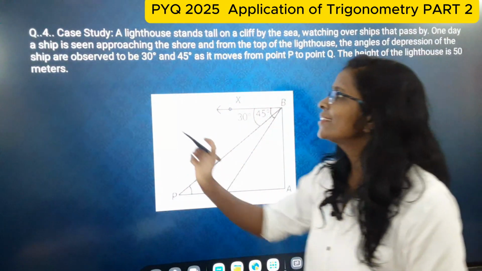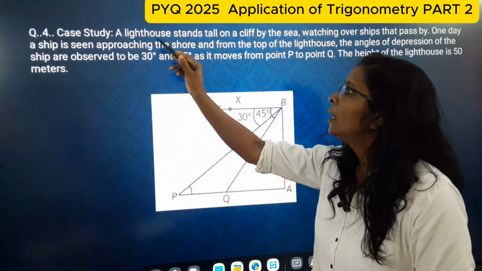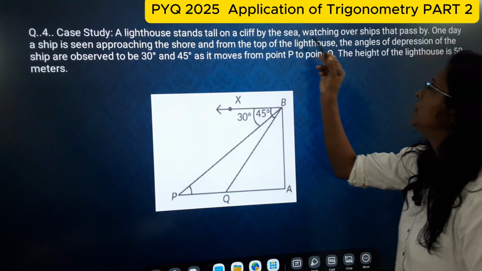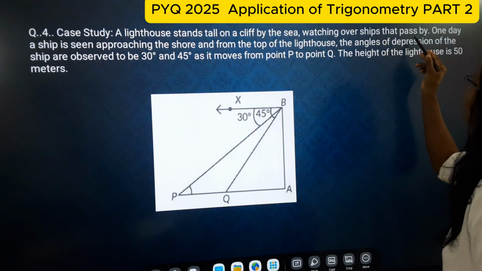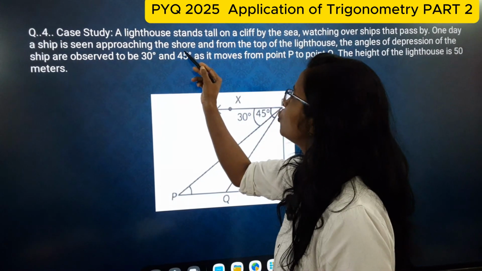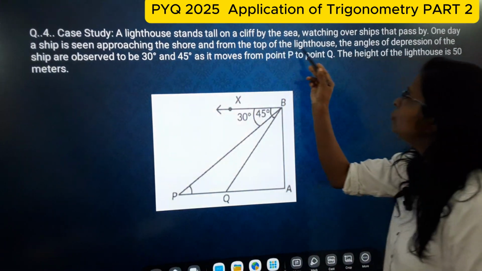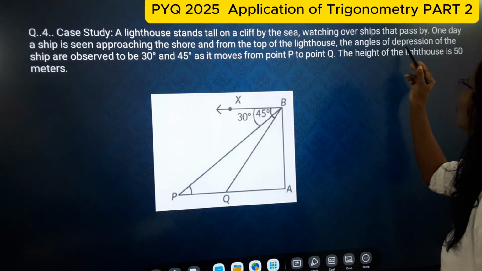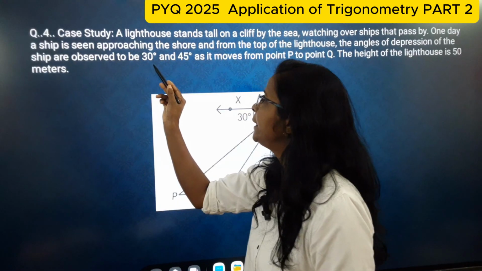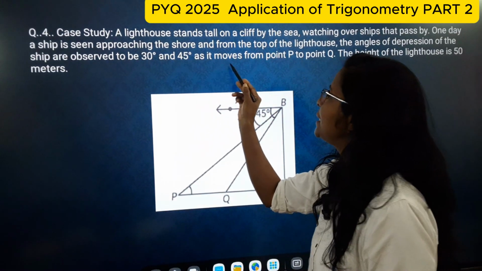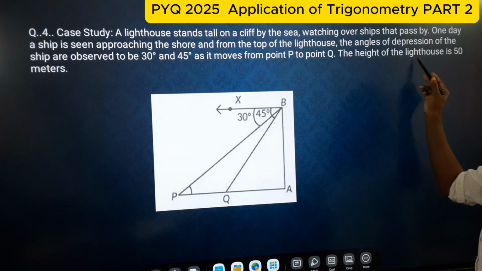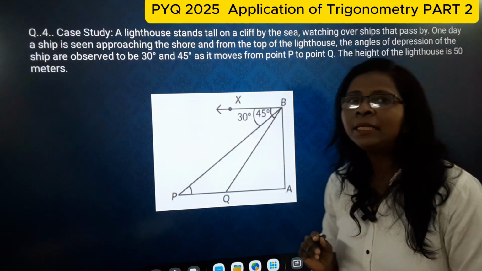Question 4, students. For the case study: a lighthouse stands tall on a cliff by the sea, watching over ships that pass by. One day, a ship is seen approaching the shore, and from the top of the lighthouse, the angle of depression of the ship is observed to be 30° and 45° as it moves from point P to point Q. The height of the lighthouse is 50 meters.